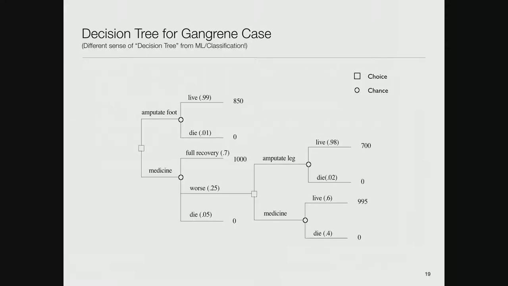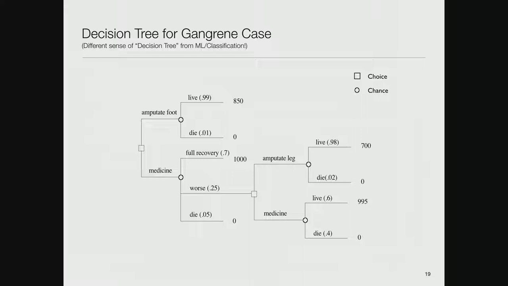So Pauker's staff came up with this decision tree. By the way, decision tree in this literature means something different from decision tree in like C4.5. So your choices here are to amputate the foot or start with medical care. And if you amputate the foot, let's say there's a 99% chance that the patient will live. There's a 1% chance that, maybe the anesthesia will kill him.